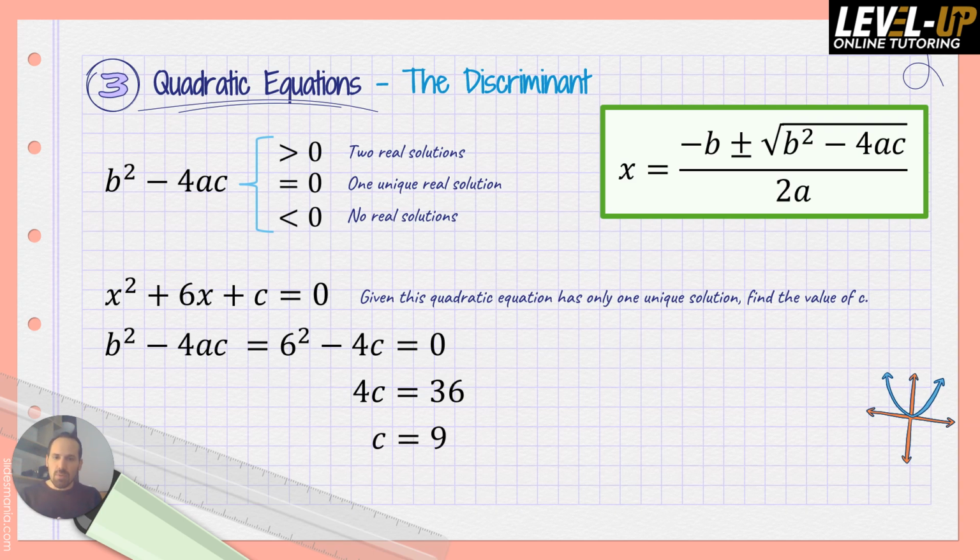So that's an example of using the discriminant. If we're told something has only one solution or two solutions, referring to the number of solutions, you should be thinking discriminant. That's what tells us how many solutions there are.